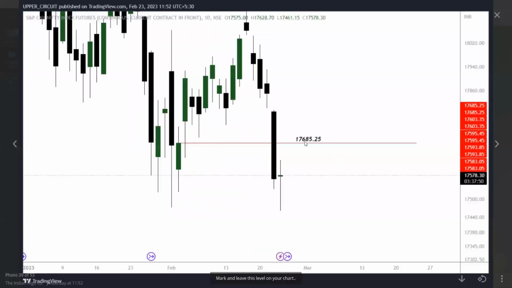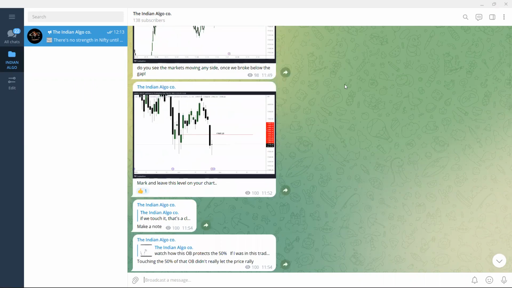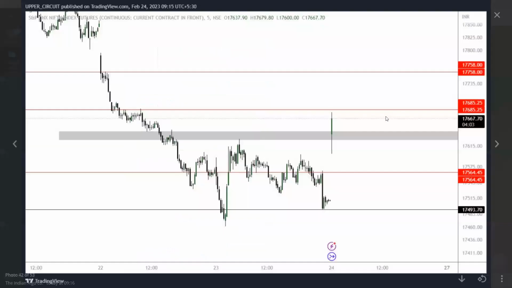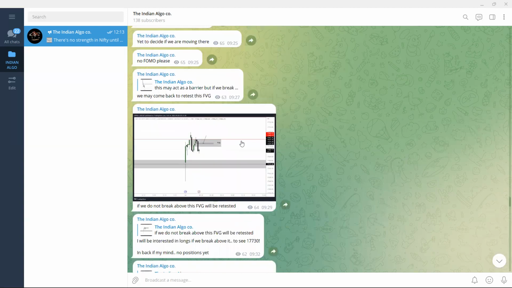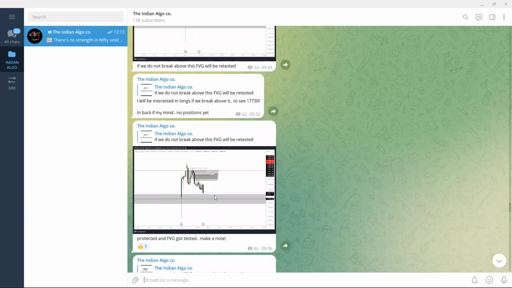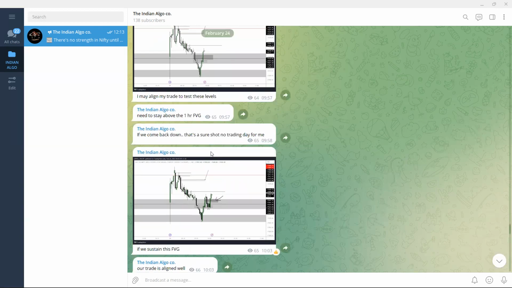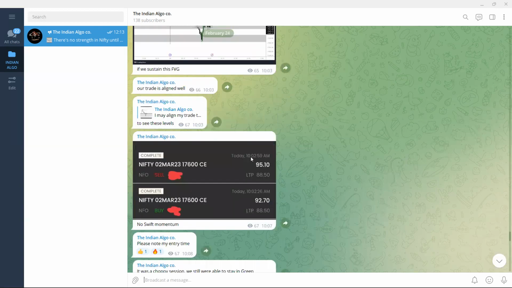If you see 70,685.25, mark and leave this level on your chart. All right. And see where the markets opened today. 70,685.25, precisely we touched that particular level, went above, and then there was a sharp fall from that precise level. So these are the things that you need to focus on, and that's how you will decide how these things will actually help you play out in your setups.